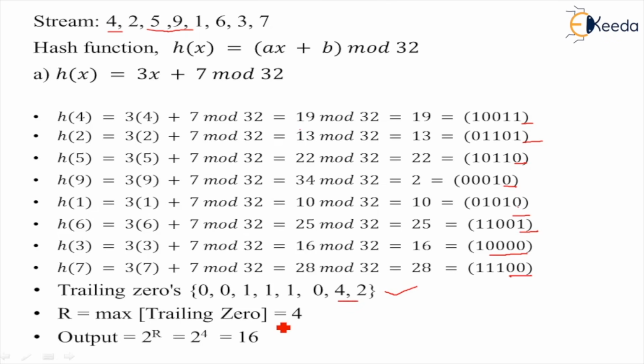Then we calculate the output. 2 raised to power R, that is 2 raised to power 4, is equal to 16.